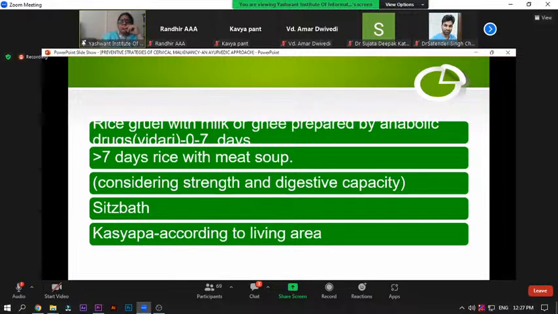considering the strength and digestive capacity. Here in Sutika, the most important thing is digestive capacity. And Avagaha Sveda, a sitz bath, can be given for the perineal area. According to Kashyapa, this Paricharya should be based on the living area, Anupa, Jangala, etc., particularly for the Sneha Yukta and Sneha Rahita preparations.